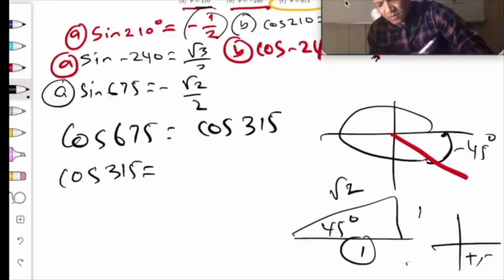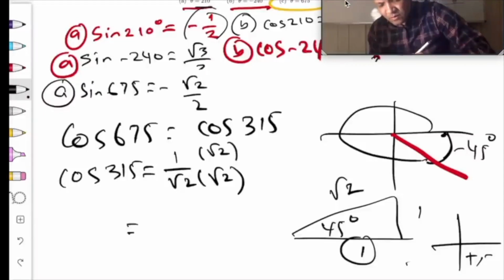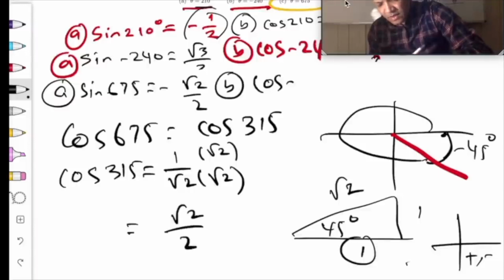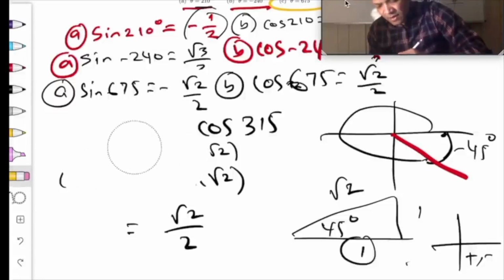So x is 1 over r. R is the square root of 2. So square root of 2 over square root of 2, so that would be square root of 2 over 2. So B is cosine 675, which is the square root of 2 over 2. Now we're going to find tangent.